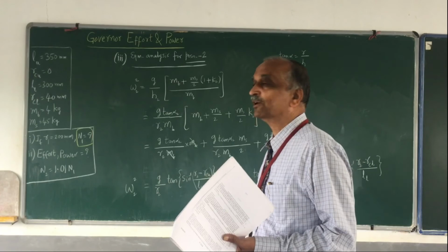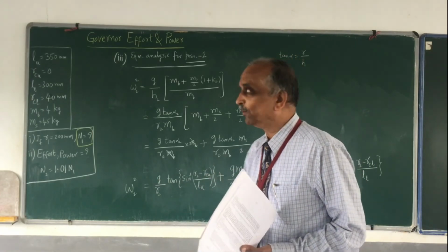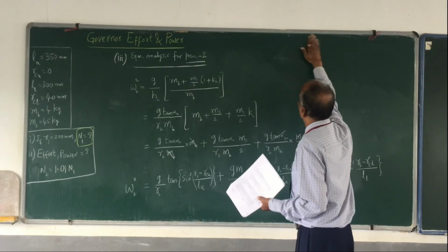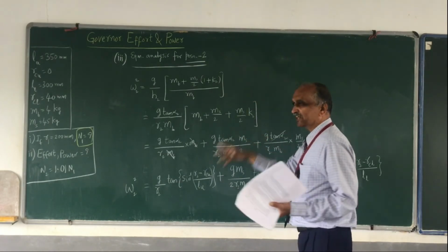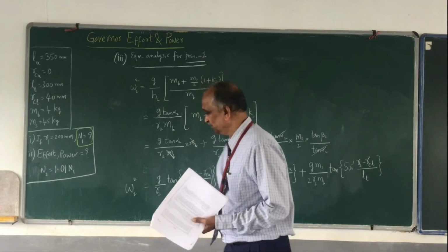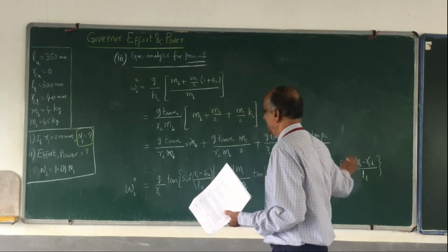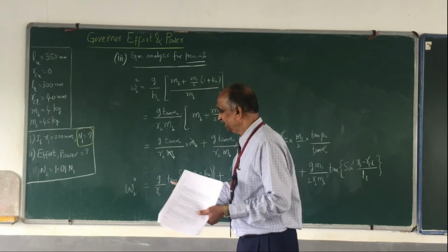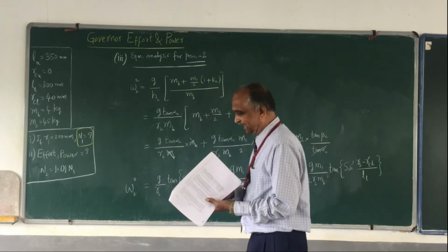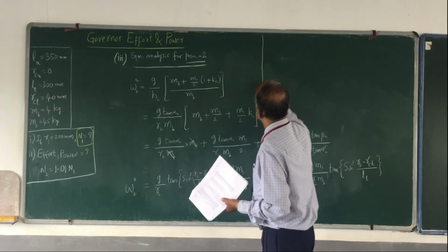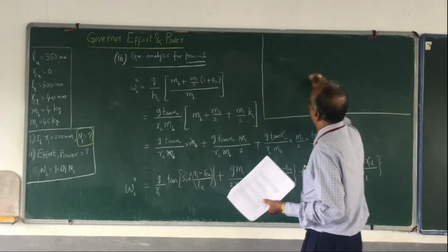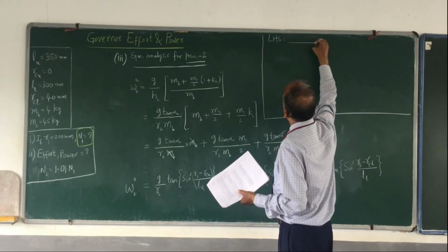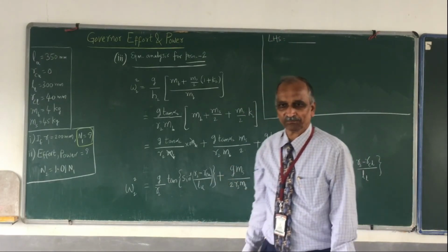Therefore, you have to go for the trial and error method and find out. How to do the trial and error method? I shall try different values of R2 and check what the right hand side and the left hand side are, and check whether they are equal or not. I know the left hand side. For the LHS, you find out omega 2 square, which is known to you.